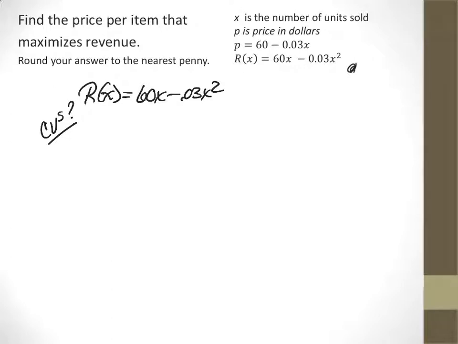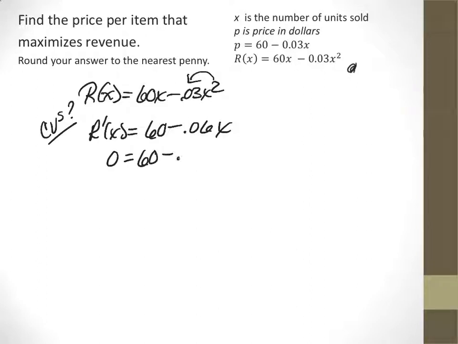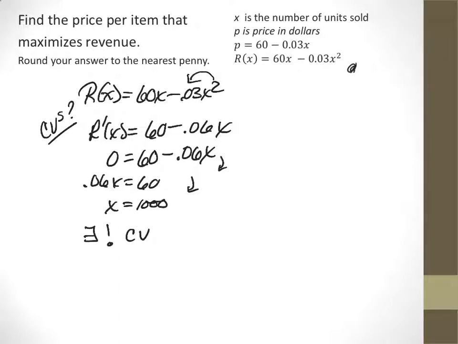So R prime of X is equal to 60 minus 0.06X. We brought that 2 down, multiplied it by the 0.03 to get 0.06X, sorry. We set that equal to 0, and we're going to solve this. So let's add that 0.06X to both sides. Then we're going to divide both sides by that coefficient of X, and that's going to give us 1,000. Now, since it's on an open interval, we have exactly one critical value for all real numbers, right?